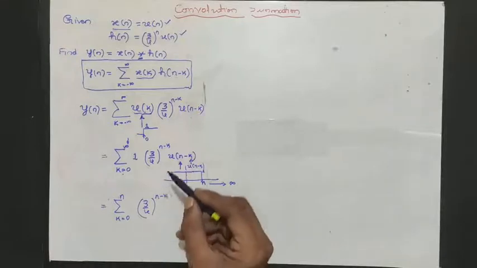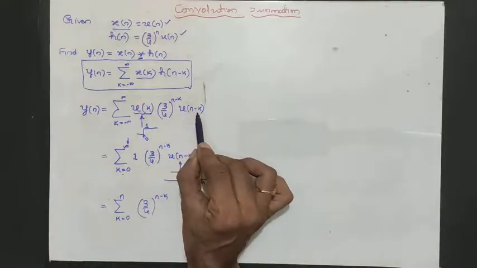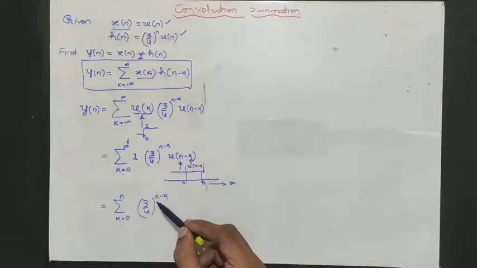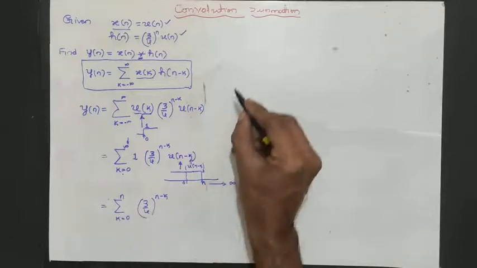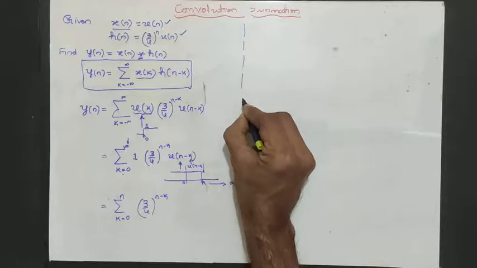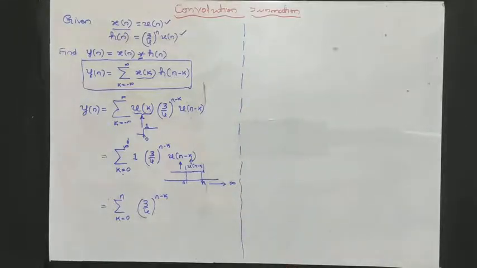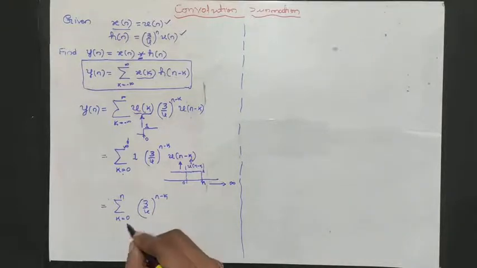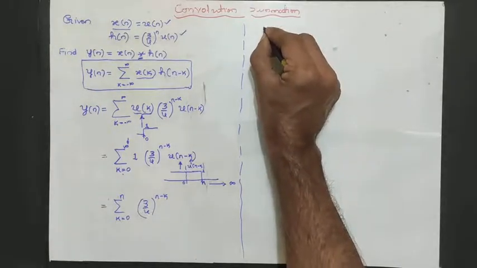Now you can see I started with u of k, 3 by 4 raised to n minus k, u of n minus k. I reduced it into 3 by 4 raised to n minus k. Now you can see the given formula is with respect to k, not with respect to n. Summation starts from k is equal to 0 to k is equal to n. Try to understand that k is the variable, not n. N is a constant.